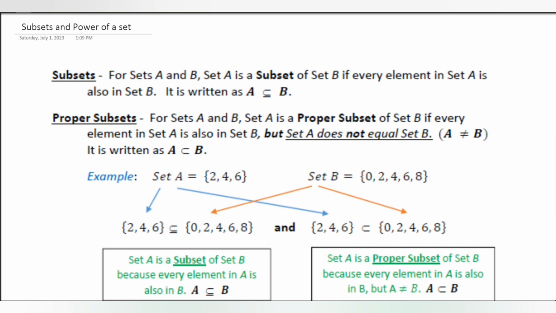Today we'll be taking a look at subsets and the power of sets. I have some text here. We are going to run through this text together and explain each as we go ahead.